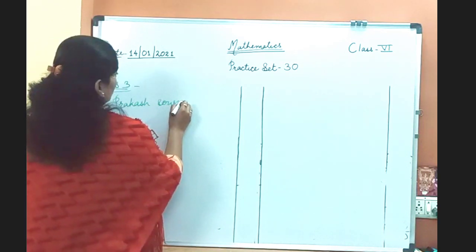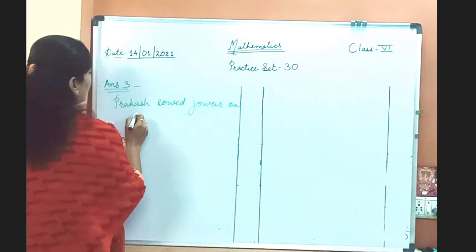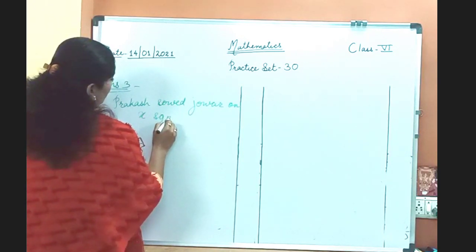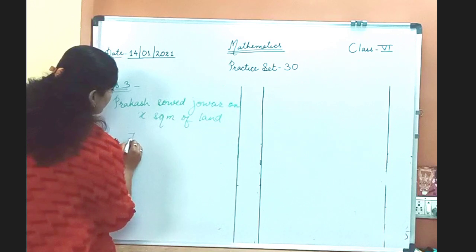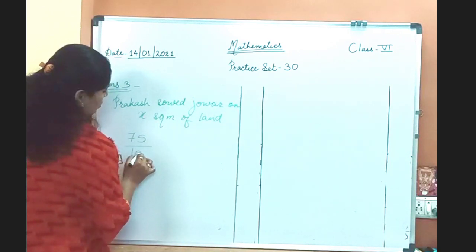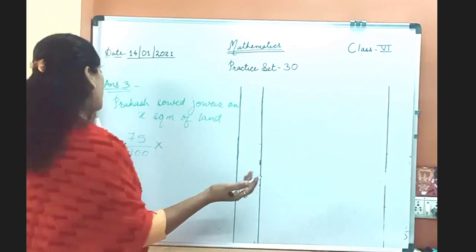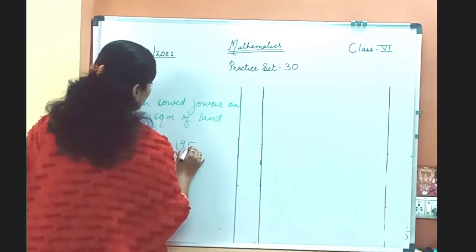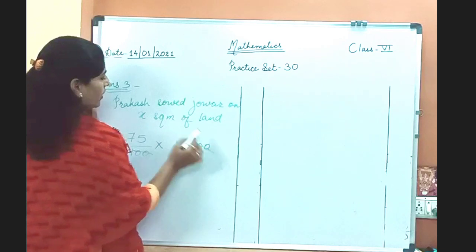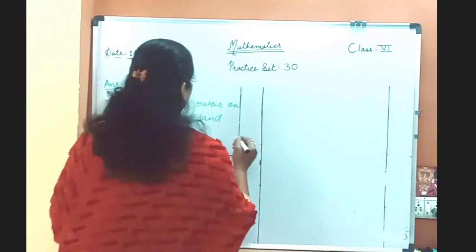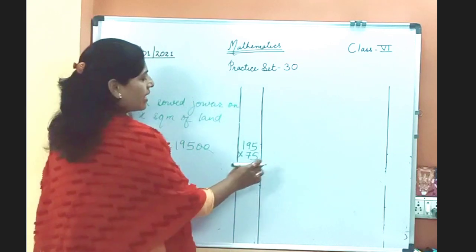Sowed jowar on X square meter of land. See children, here 75% is given. 195 multiplied by 75. So we'll start with the right side.